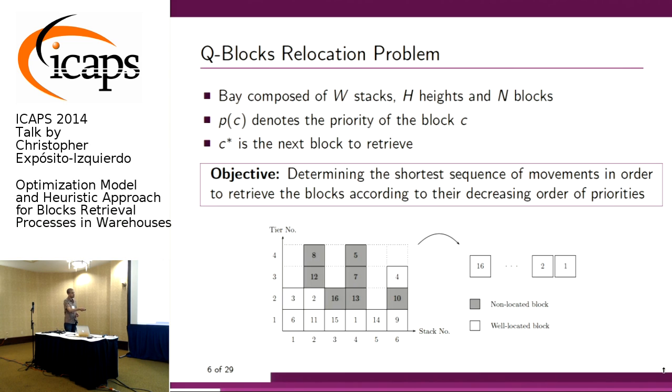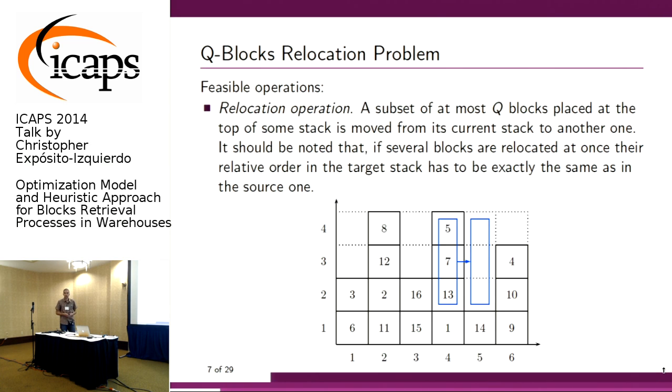On the other hand, we have well-located containers. Those containers or those blocks that are not currently placed above other blocks with higher priority. This is the case of block number 3 that is placed above another container with a lower priority, block number 6. So we can carry out two types of operations.